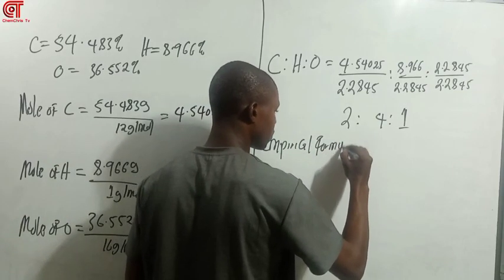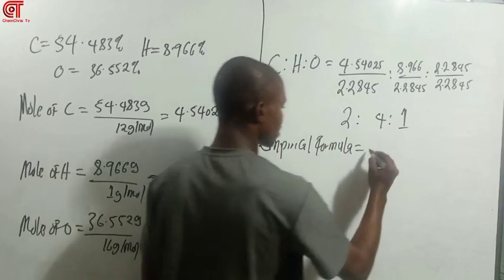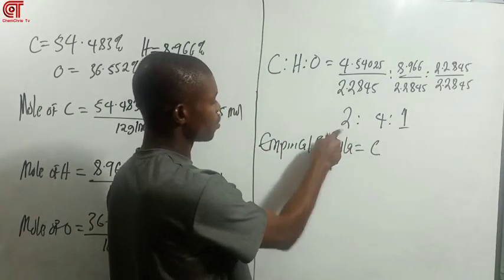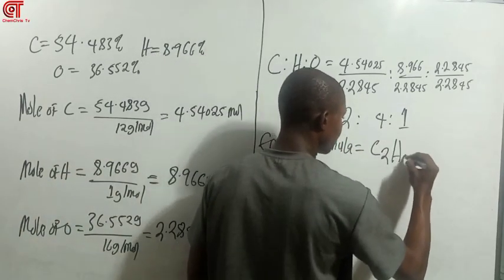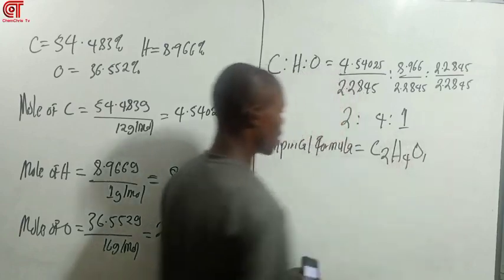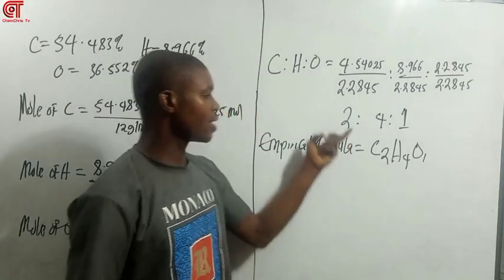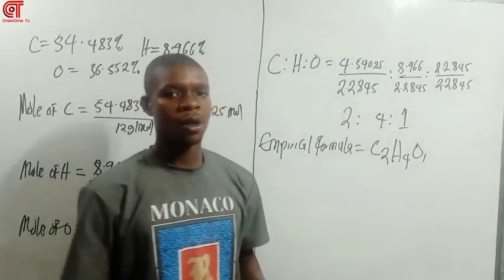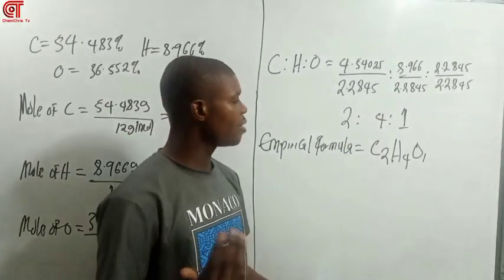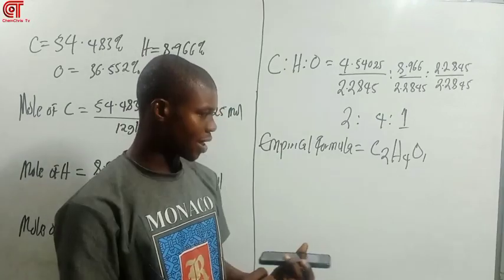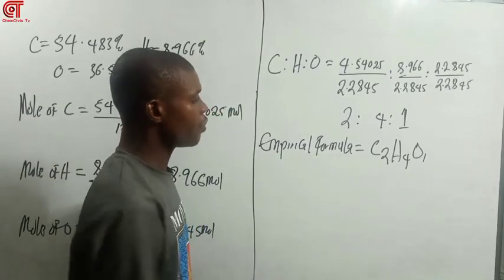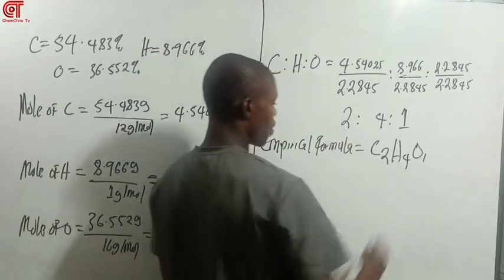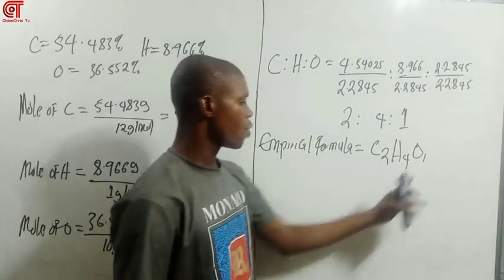empirical formula is equal to what? The number of carbon here is going to be 2. H is going to be 4. O is also going to be 1. But there are times when you have fractions. We are not going to talk about this one here. In our next class, or in my next video about this topic, I'll look at those ones. But fortunately for us, they gave us direct numbers, C2H4O.